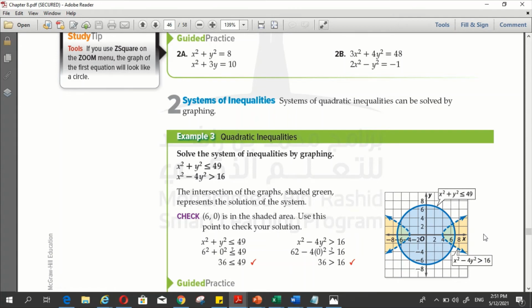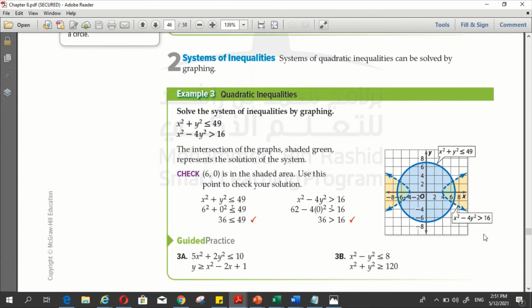So in here, for example, solve the system of inequalities by graphing. The first one we have is an inequality for a circle, okay, and the second one is for a hyperbola. So basically all I have to do is just graph each one of them. Once you are graphing the first one, which is for a circle, and since we have an equal sign, after graphing the circle, it will be solid. For the second one, after graphing the hyperbola, it's going to be dashed.